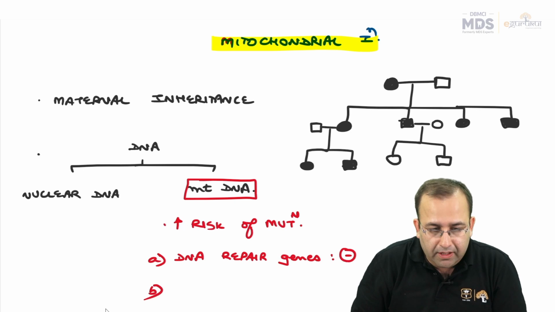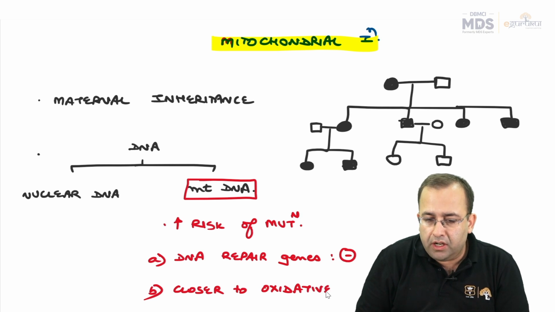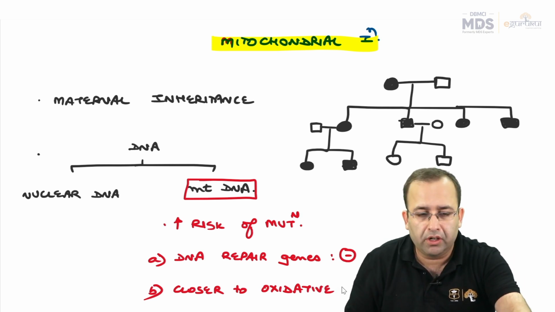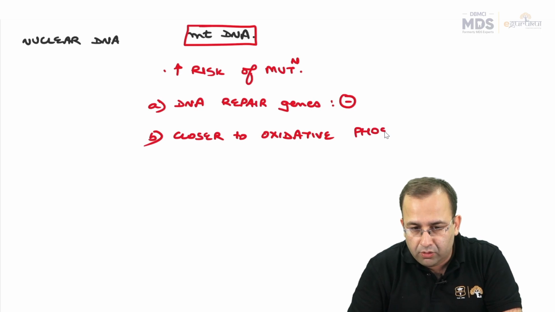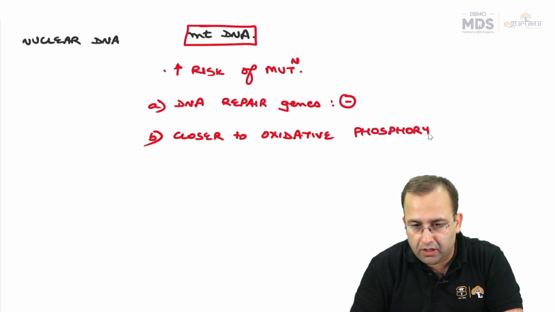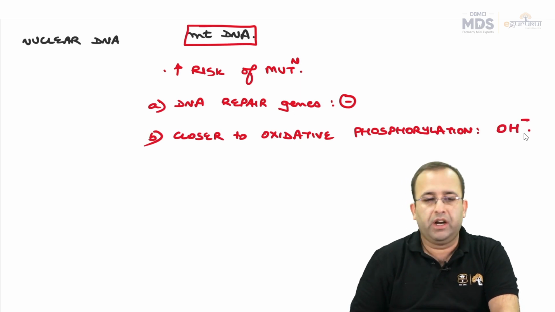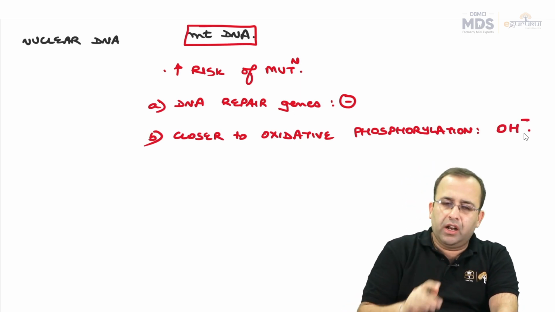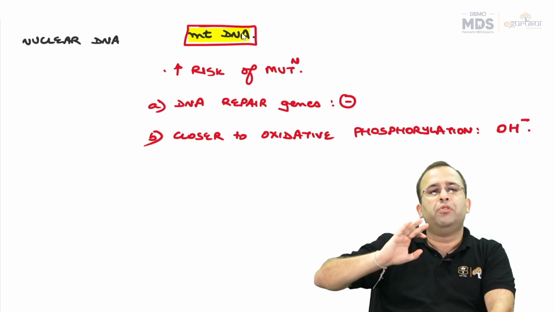And secondly, it is closer to oxidative phosphorylation. Remember, oxidative phosphorylation takes place in mitochondria, leading to synthesis of free radicals. Closer to which free radical? Hydroxyl free radical. Fair enough. This is not even asked. So mitochondrial DNA has increased risk of mutations.